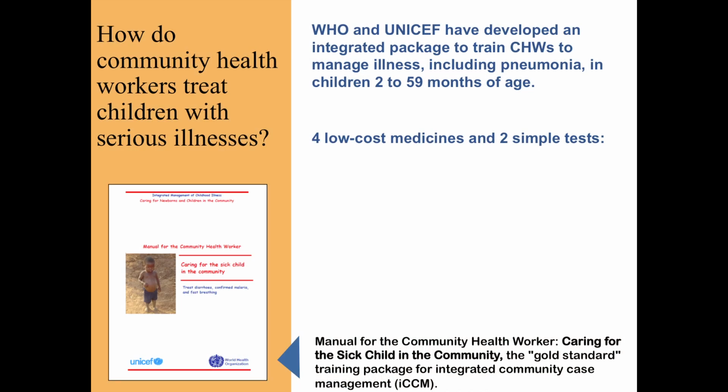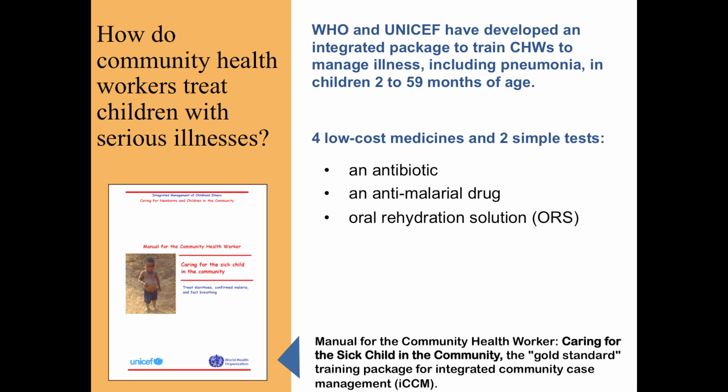So the community case management approach addresses common causes of mortality in kids 2 to 59 months of age, uses 4 low-cost medicines and 2 simple tests. An antibiotic, usually amoxicillin for pneumonia. An anti-malarial drug. Oral rehydration solution with zinc tablets, which has been shown to improve outcomes in diarrheal diseases, as well as rehydration.